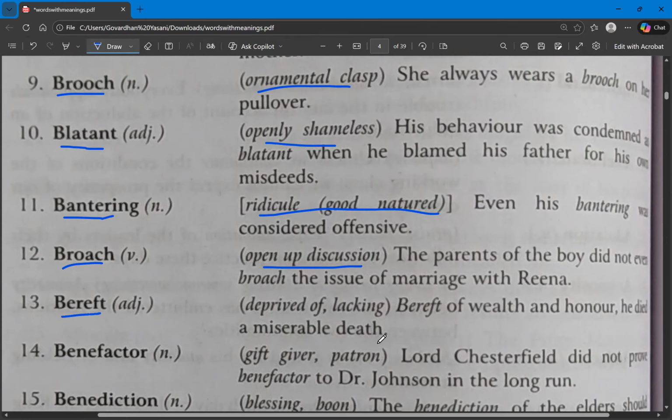The next one, bereft. Bereft means deprived of. Bereft means lacking. So what are the other words? Maybe rare, scarce, exiguous.